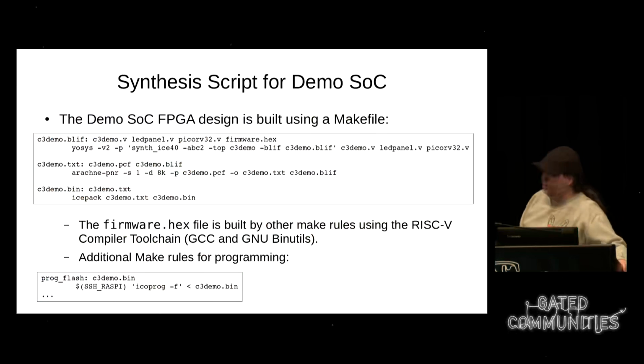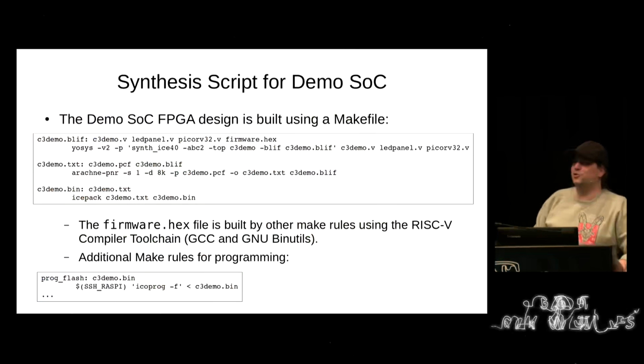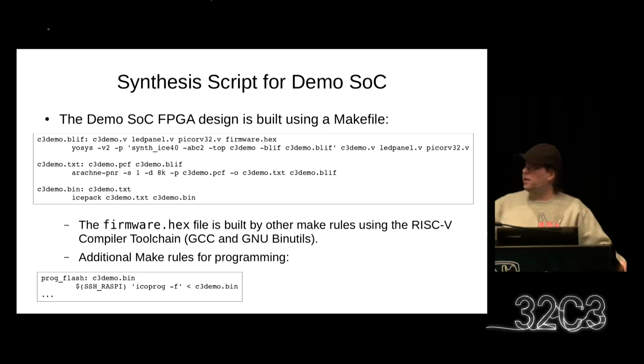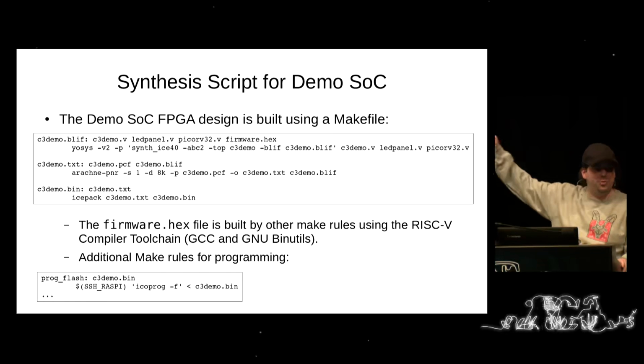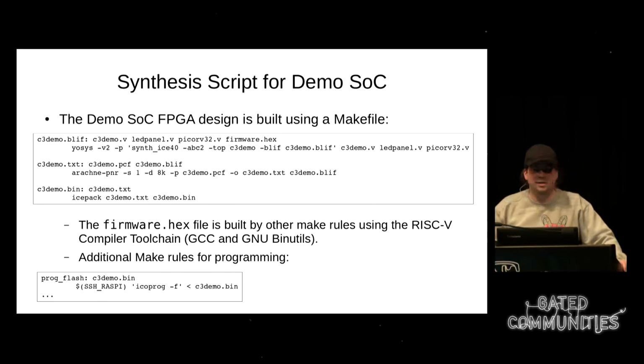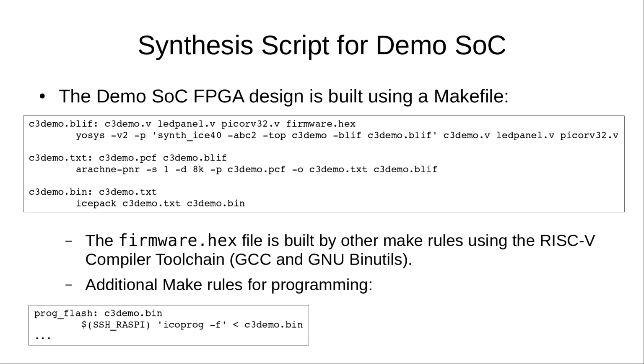So how do we synthesize something like this? In this case, we are just using a makefile. And here are the relevant make rules, and you see the 3 steps that I had already on the first slide. I use Yosys to read the Verilog code, synthesize it, and write it into a BLIF file. Then I use Arachne-PNR to take that BLIF file and the placement constraint file and to turn it into a text file, a text representation of the FPGA bitstream, and then I use IcePack to convert this text representation into the actual binary file that can be programmed into the FPGA.